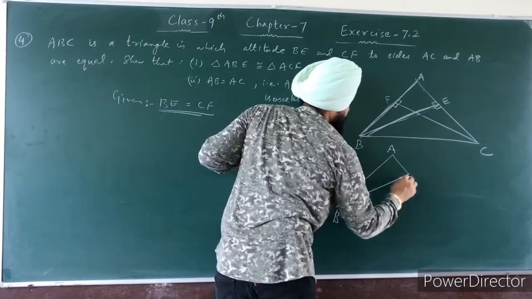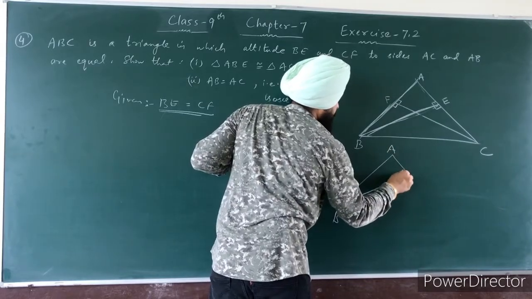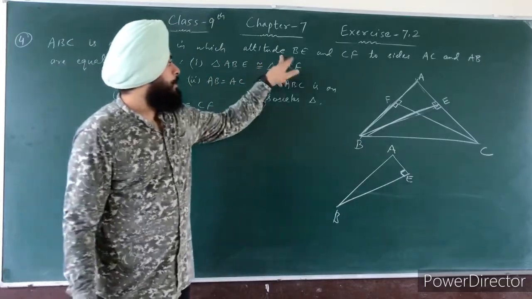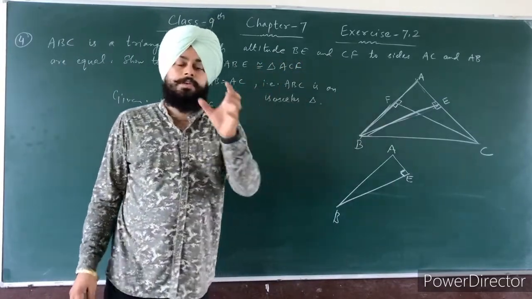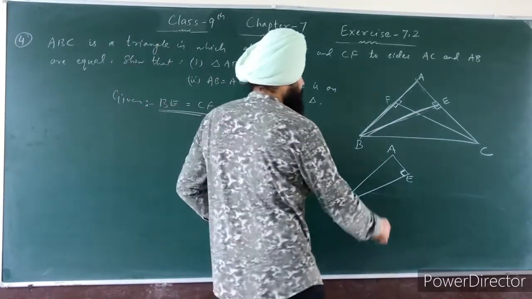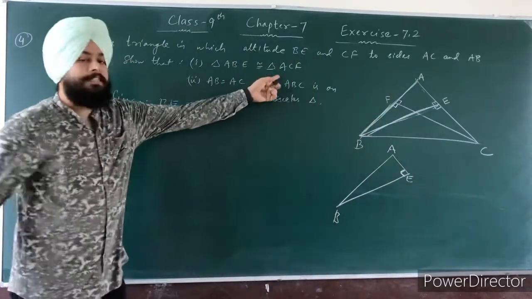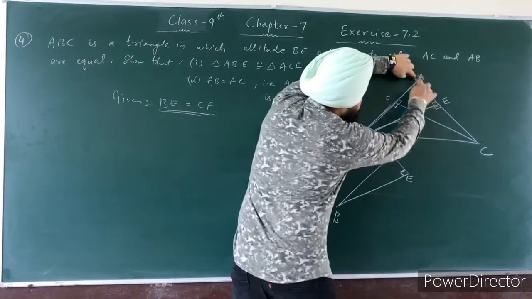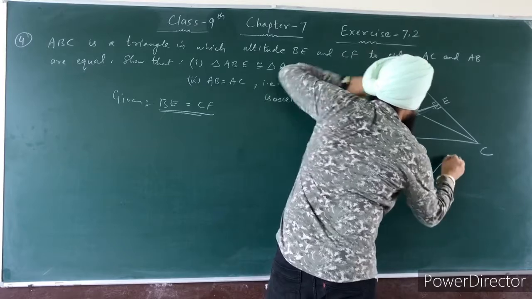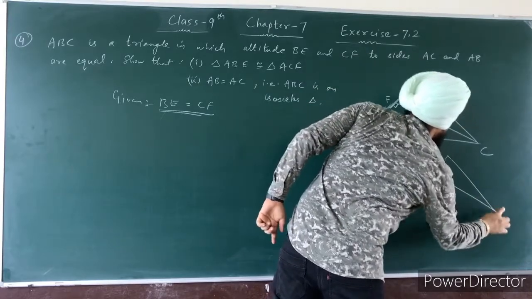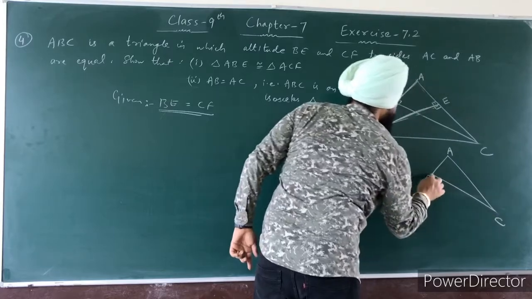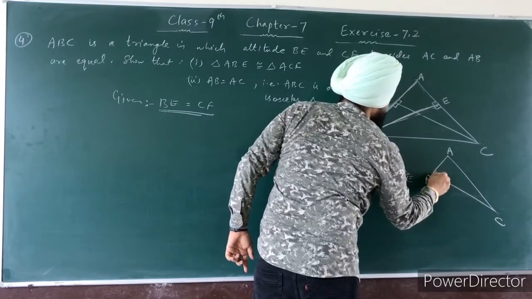ABE. This is 90 degree. It is given. Altitudes BE and CF. ठीक है? Altitude हमेशा क्या होगा? Perpendicular होगा base पे. It is always perpendicular to the base. And the next triangle is which one? ACF. This one. ACF. This is also 90 degree.